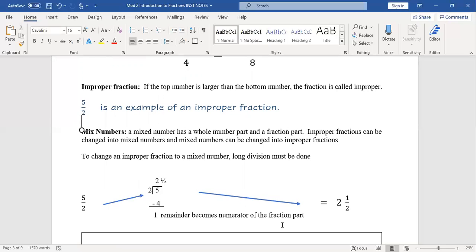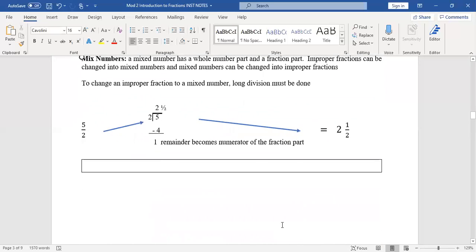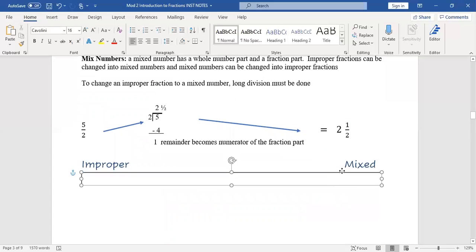That remainder becomes the numerator of my fraction part, and whatever number was out in front becomes the denominator. So 5/2 becomes 2 1/2. We have our improper fraction on the left and our mixed number on the right.